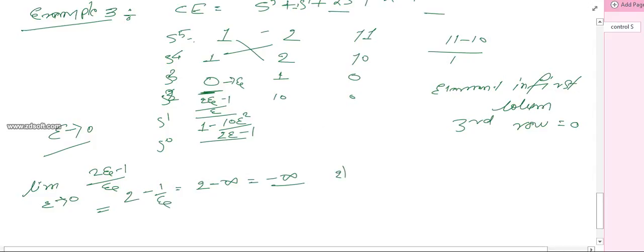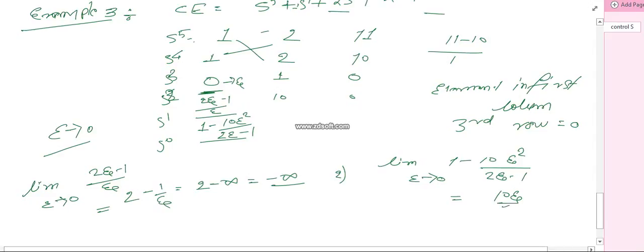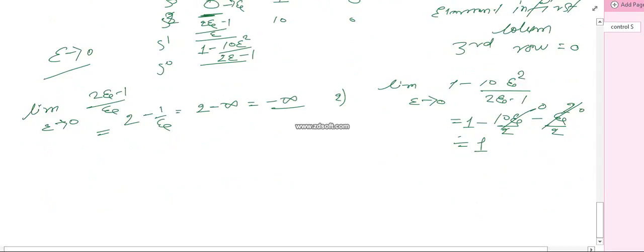And second one, limit (1 minus 10 epsilon square) upon (2 epsilon minus 1), epsilon tends to 0. On solving this you get 1 minus 10 epsilon by 2 minus epsilon square by 2, and this is 1 minus 0, this is 0, so you get 1. So the two limits we have got.